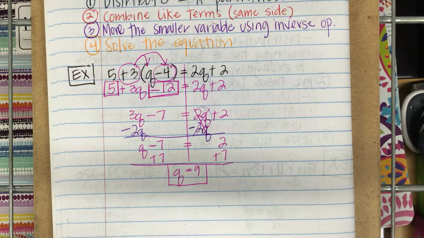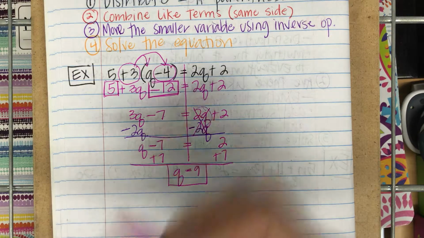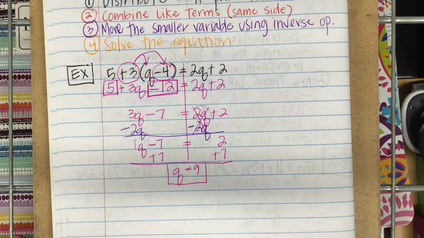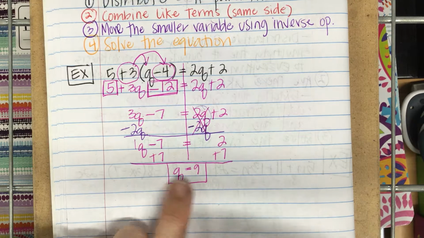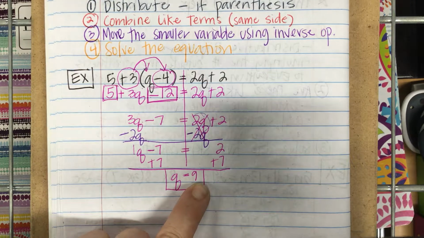Yes, sir? How do you get just q when it's 3q minus 2q? So it could be 1q, right? But 1q and q are the same thing. If I say I ate an apple for lunch, it is the same thing as saying I ate 1 apple for lunch, correct? Yeah. You can check it. I know that q is 9.